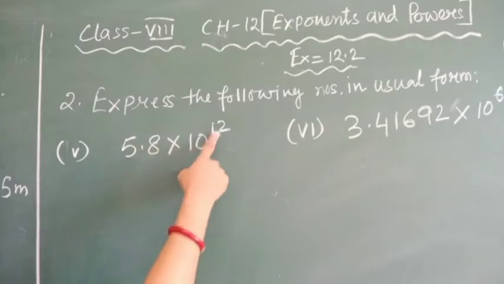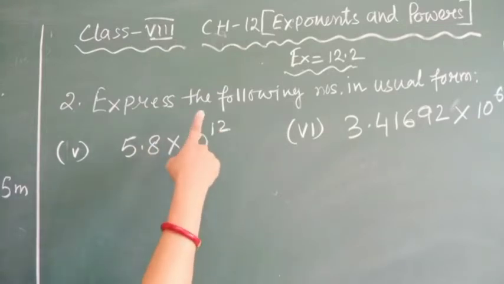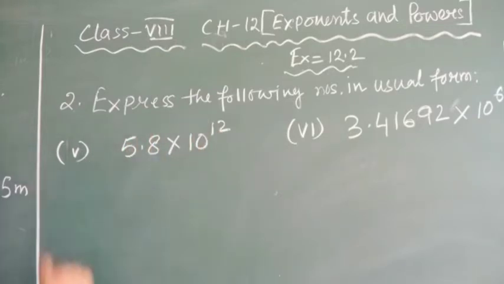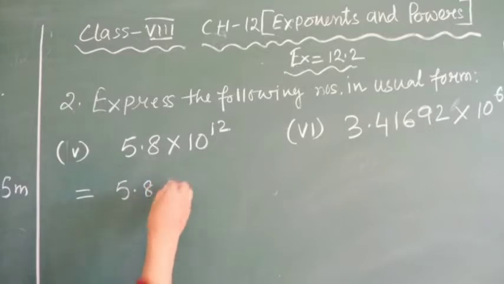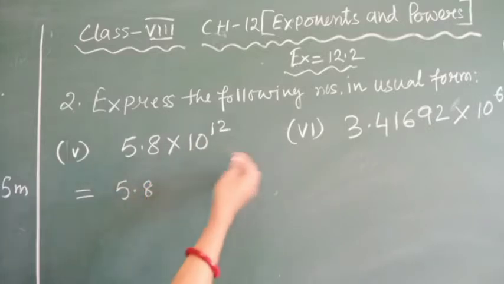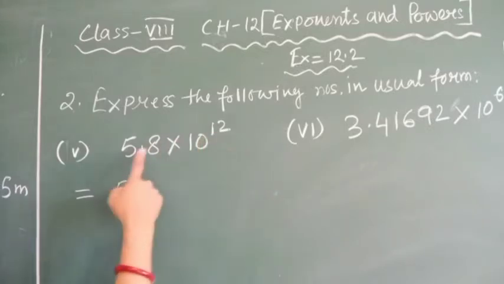5.8 into 10 to the power 12. Power is positive. It is showing that the number is bigger than the given number. So the number will be 5.8 into 10 to the power 12. So how many places will the point move? Yes, from this one the point will move 12 places.